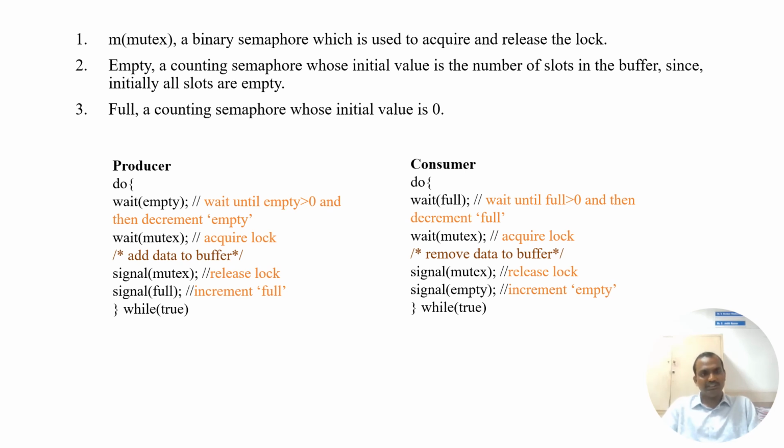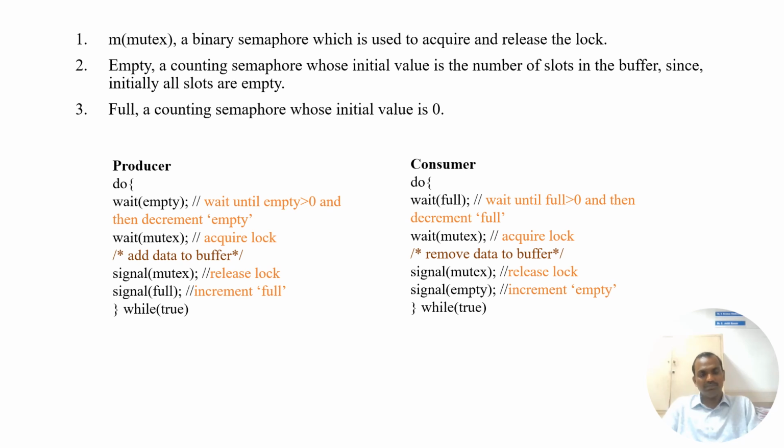And then signal of mutex is used to release a lock. You know what signal is? Signal is always incrementing. Signal of mutex is used to release a lock. Once the lock is released, the consumer can access the buffer. Then signal of full is again a counting semaphore. Signal always represents an increment.